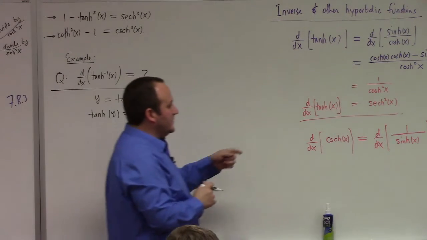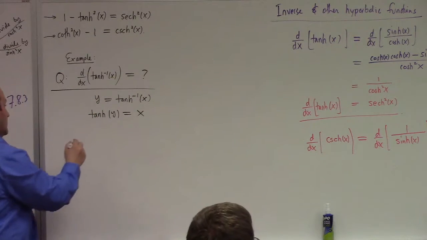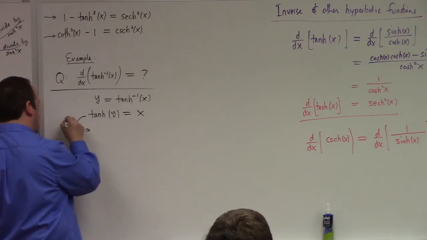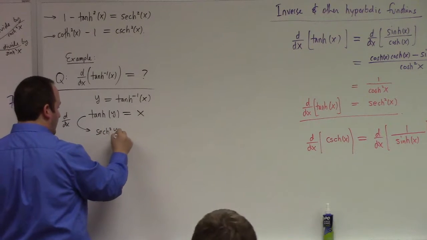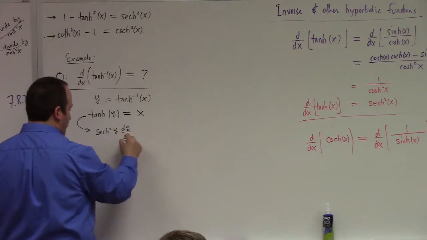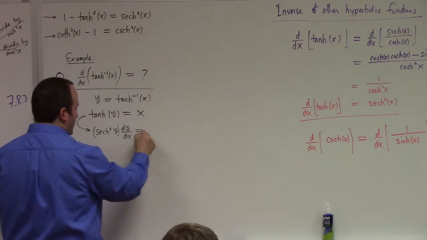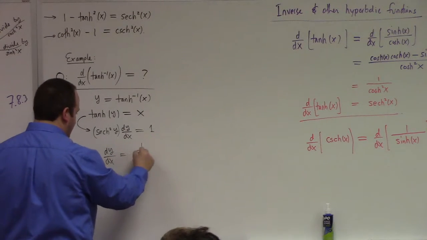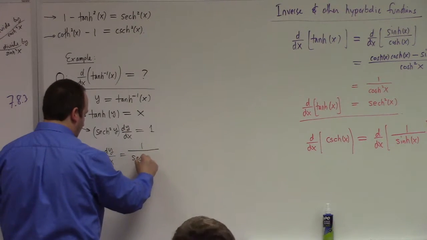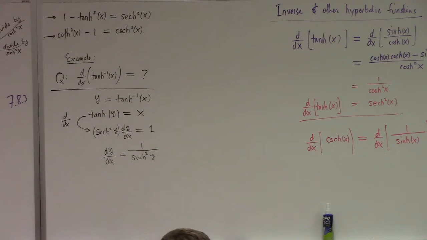Fortunately, we know that the derivative of hyperbolic tangent is hyperbolic secant squared. So I get hyperbolic secant squared y times dy/dx, right, chain rule, because I'm differentiating a function of y with respect to x. And that's equal to 1. So that gives me dy/dx is equal to 1 over hyperbolic secant squared y.